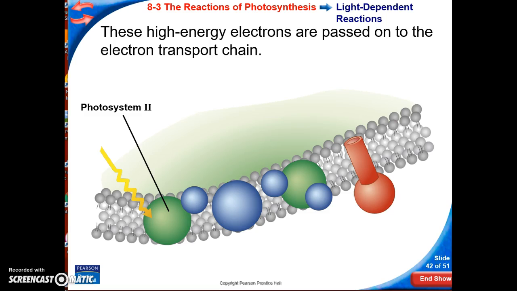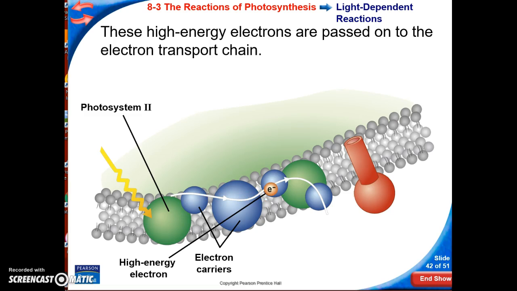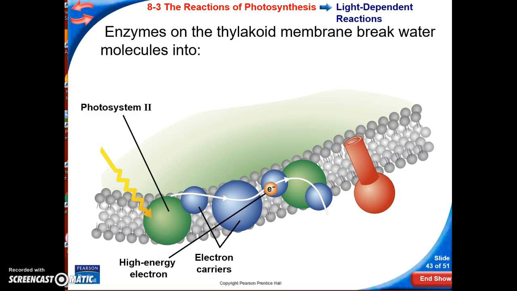The high energy electrons then are passed down this electron transport chain, so they're going to be passed down to each of the different proteins here until they reach the next photosystem, which is the second green photosystem here. Because as they're being passed down, the electrons actually start losing the energy that they gained in the first photosystem. So they get like a booster charge at the second photosystem.